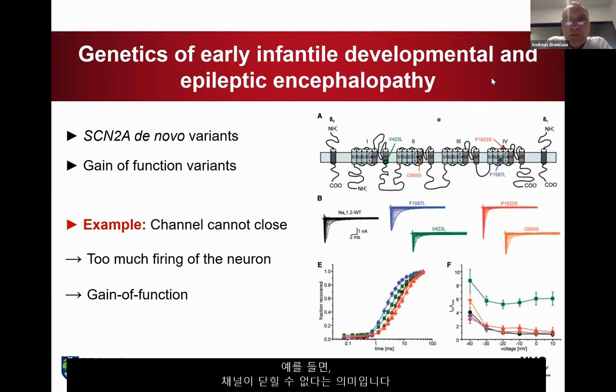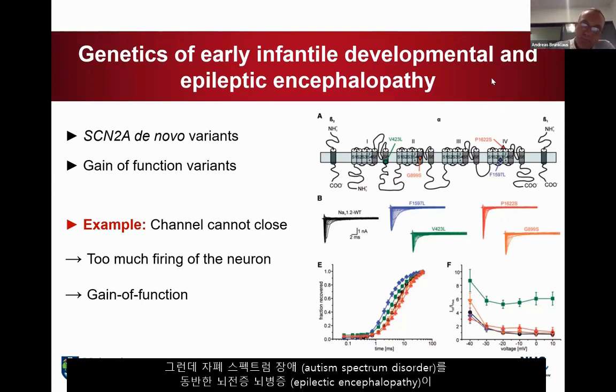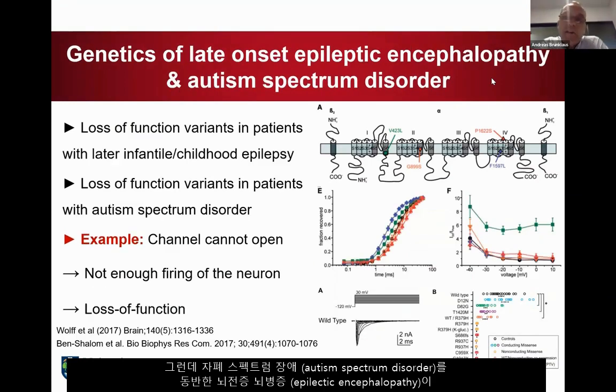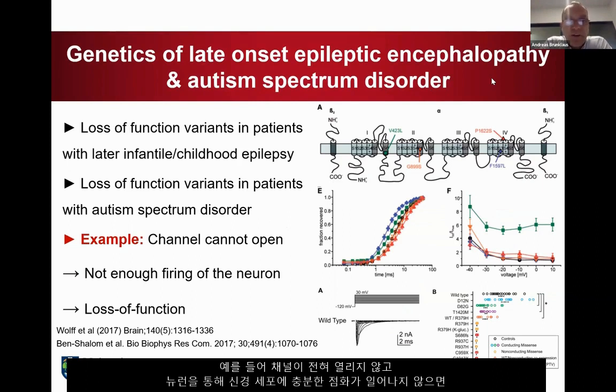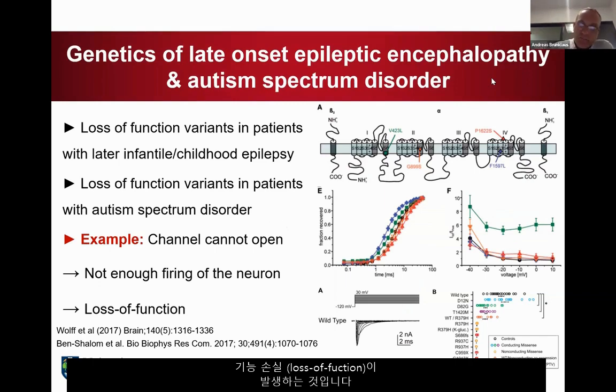And that means that the channel, for example, cannot close. There might be just too much firing through the channel, and this is then a gain of function. However, if you have the late onset epileptic encephalopathies with autism spectrum disorder, those are loss of function variants, and they present slightly later. For example, the channel cannot open at all, and there's not enough firing through the neuron, the nerve cell, and then you have a loss of function.